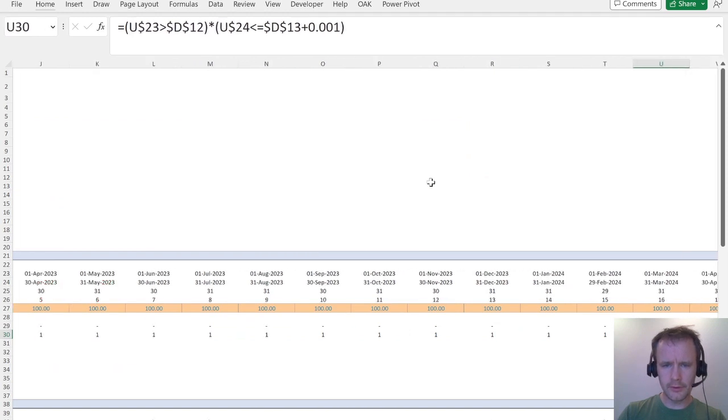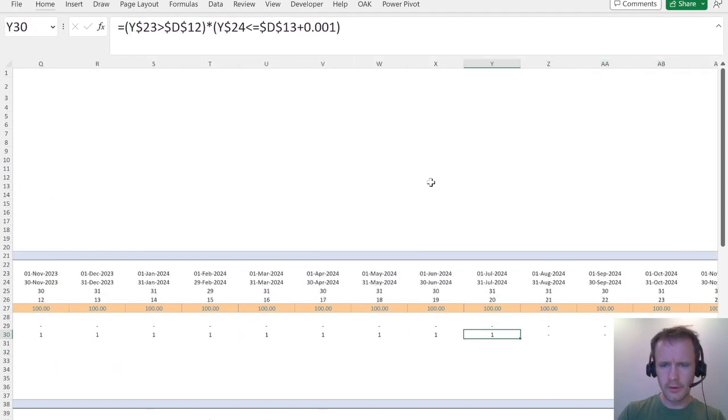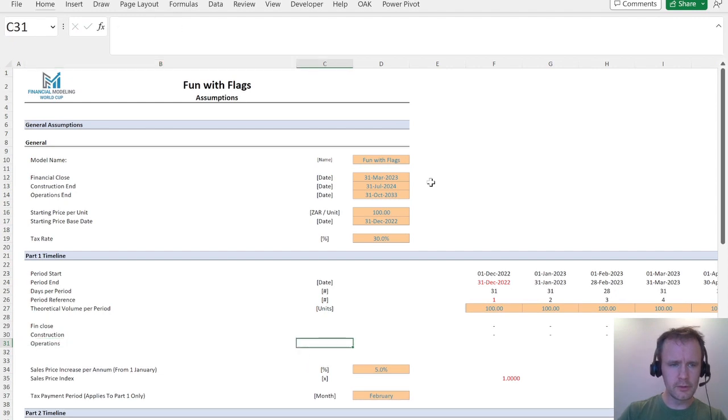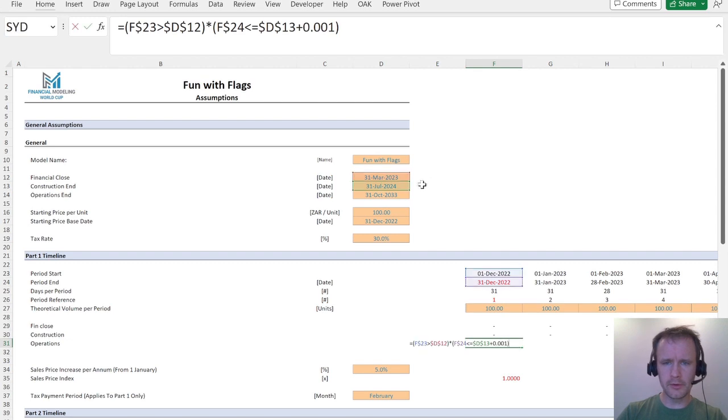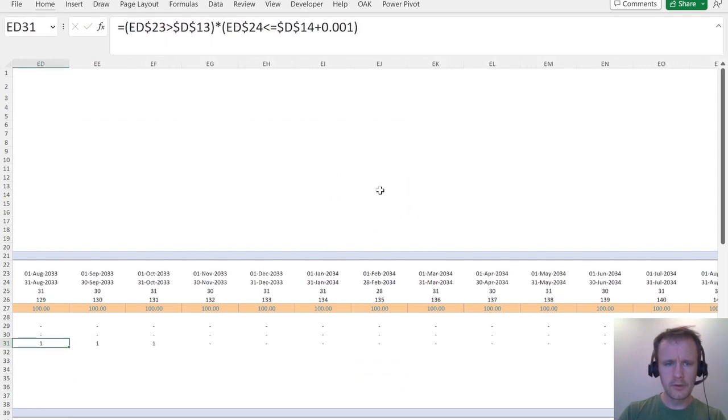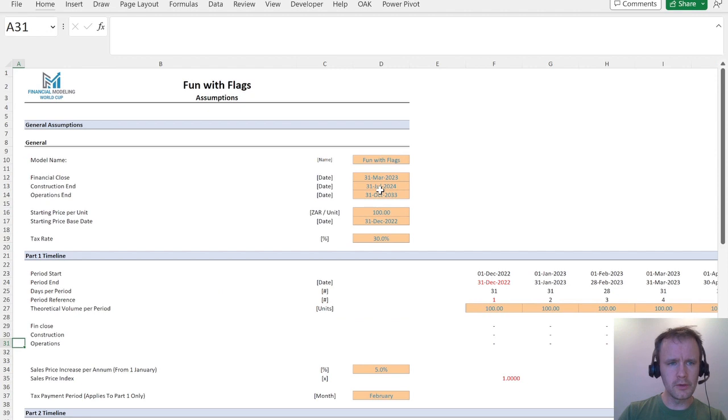Okay, so we got a construction period here, and it ends on the 31st of July. Good. And then operations. We're going to say, well, copy this formula down, but now point to the next 2 rows. Okay, half days. An end of operations? Yes. Okay, fine. Starting price date, fine. Sales price index, fine.